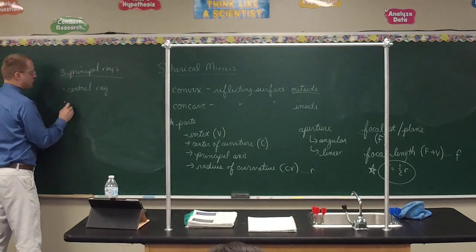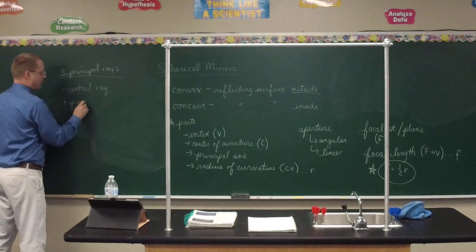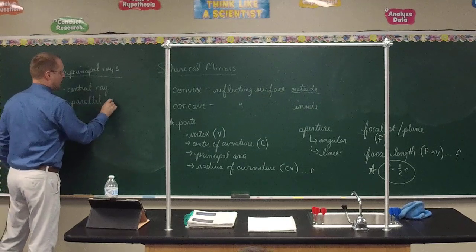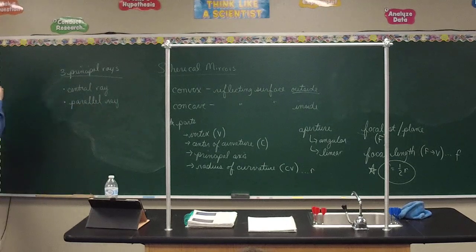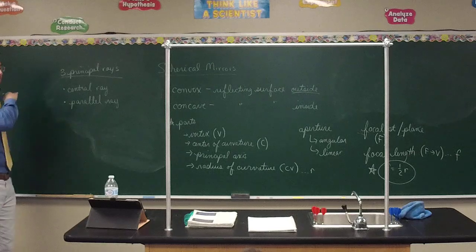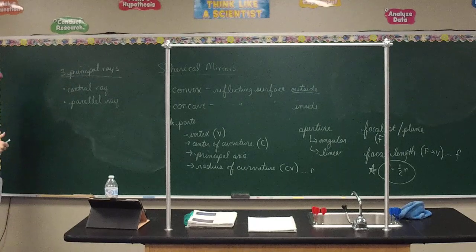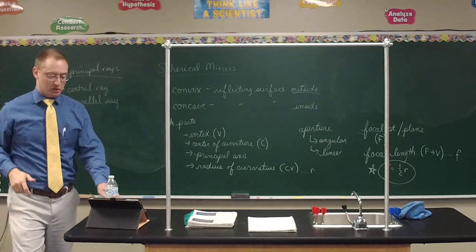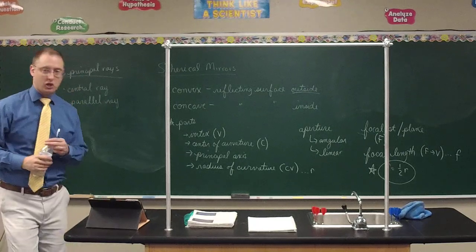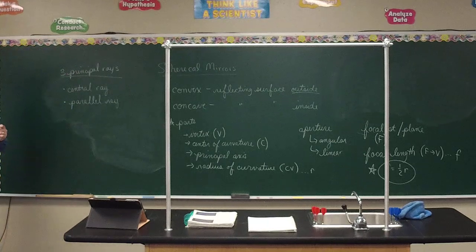The next ray is the parallel ray. This kind of describes what we showed earlier, where it'll travel parallel to the principal axis and reflect through the focal point. Travels parallel to the principal axis and reflects through the focal point.